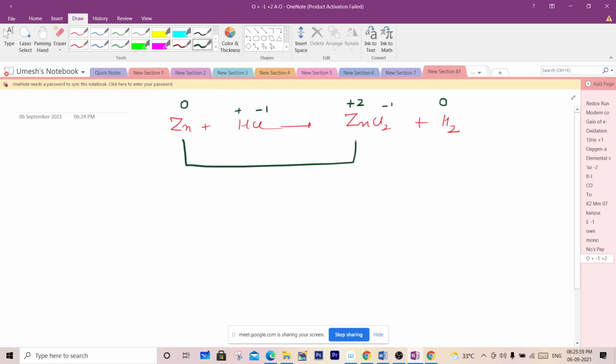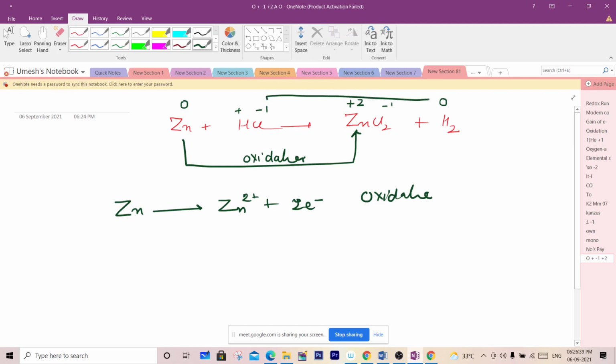From 0 to plus 2, there's an increase in oxidation number. It means zinc has lost electrons. So what is loss of electrons? Can you tell me? It is oxidation, right? It means zinc is undergoing oxidation.